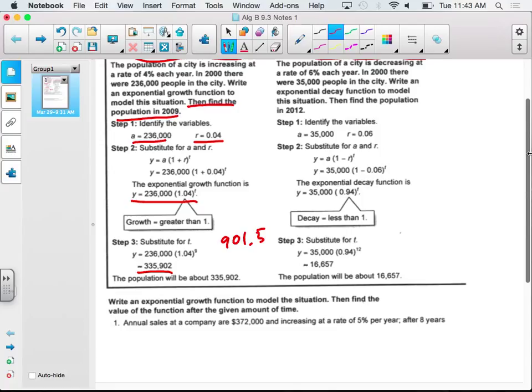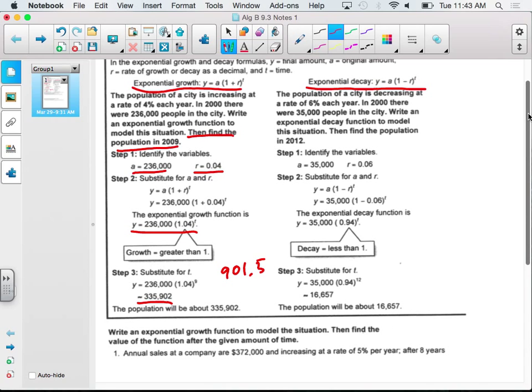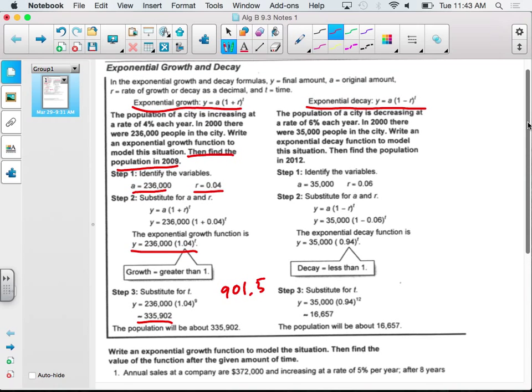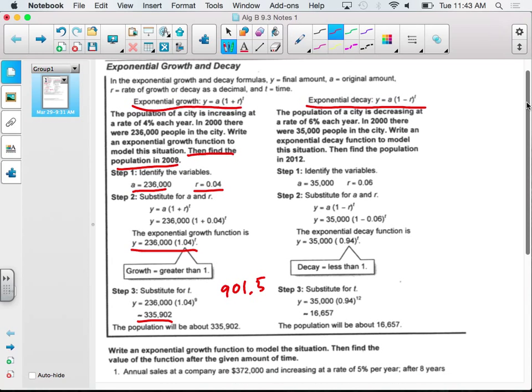The population will reach when? 2009. Right. So in 2009, population will be about 335,900 people. Good work. Now we have exponential decay, so it's kind of the same thing. The only thing that's going to change is our rate that we're multiplying by.